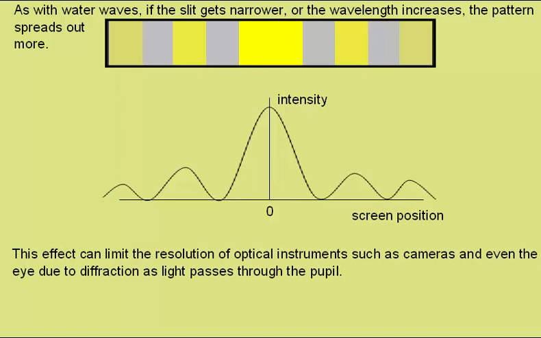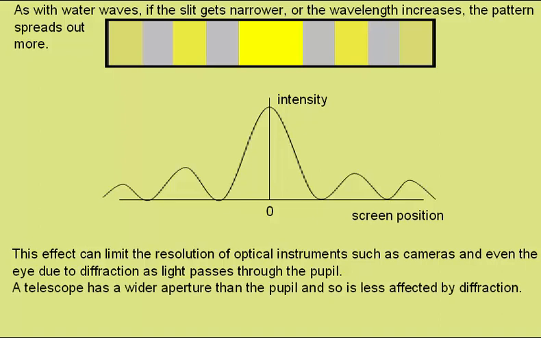This effect can limit the resolution of optical instruments such as cameras, and even the eye, due to diffraction of the light as it passes through the pupil. A telescope has a wider aperture than the pupil, and so is less affected by diffraction, and therefore has greater resolution. This means a telescope is more able to separate the images of two very close stars than the eye would be.